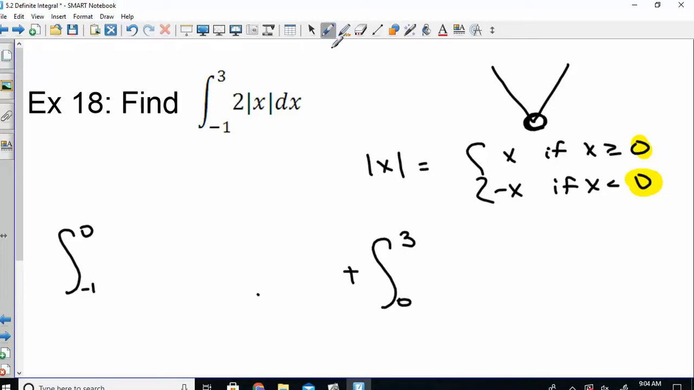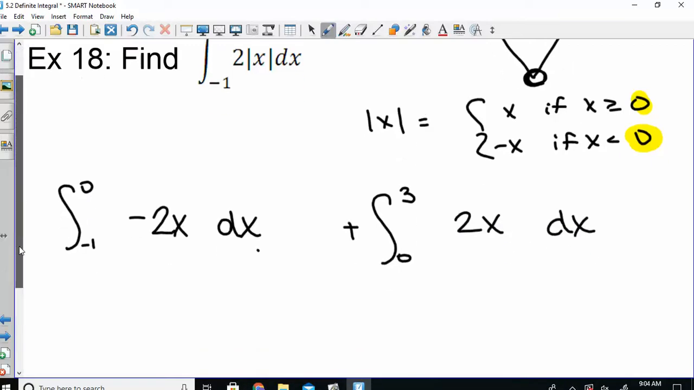If you are between -1 and 0, then you're putting in a negative, so the absolute value turns it positive, right? So the absolute value of x is like a negative x. So 2 times negative x is a negative 2x dx. If you go from 0 to 3, you're putting in a positive, so the absolute value doesn't change it, so that's just a 2x dx.